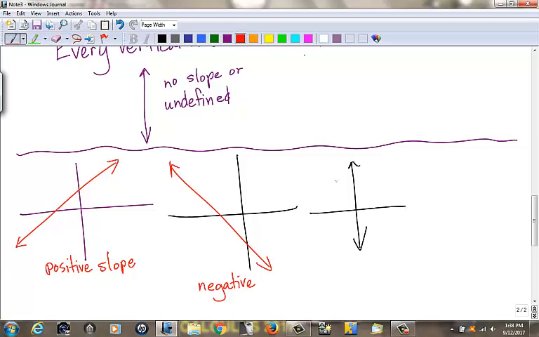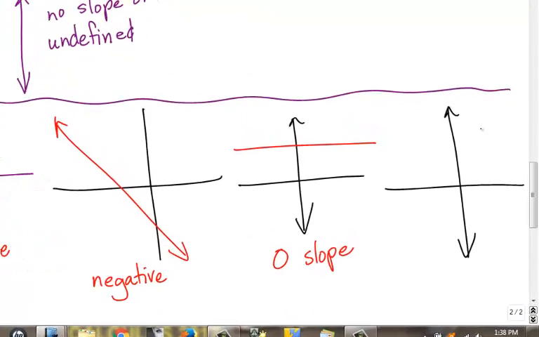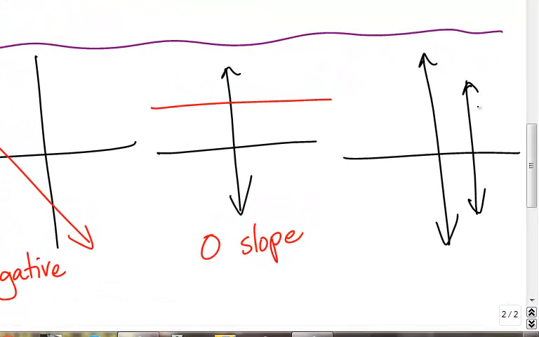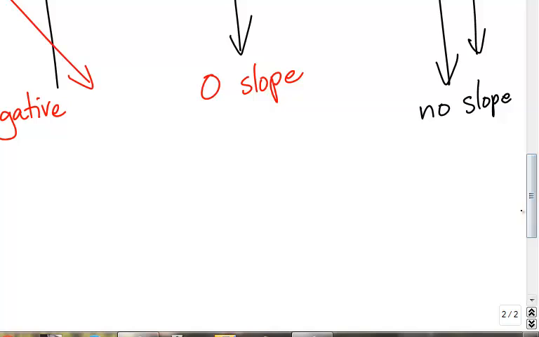Okay, if you have a horizontal line, 0 slope. And the last case would be a vertical line, no slope or undefined. I'll take either one of those. So vertical line would be no slope. Okay? And I'm thinking you've had all that in Algebra 1. Okay? Okay? Now let's look at another example.